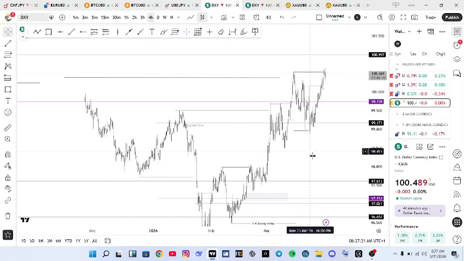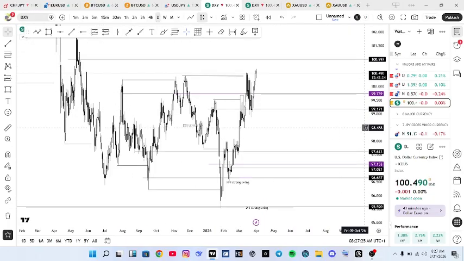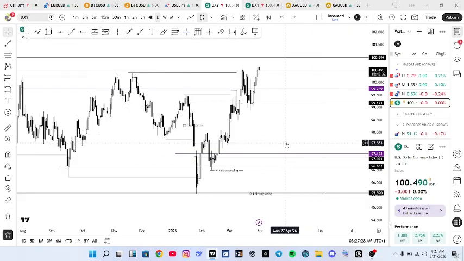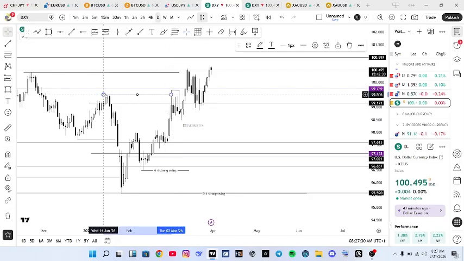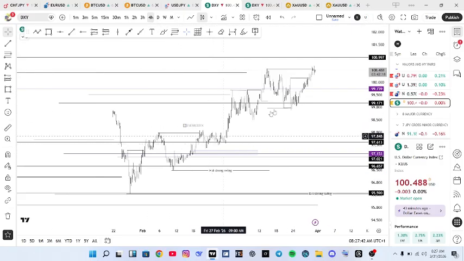Do we understand? Okay, let's look at structure. Let's mark major structures. Now marking major structure, this is a break of structure, making this zone our daily strong low. So we might be expecting a retracement anytime, but for now I'm not seeing any retracement. And 4 hour, where's our 4 hour strong zone?